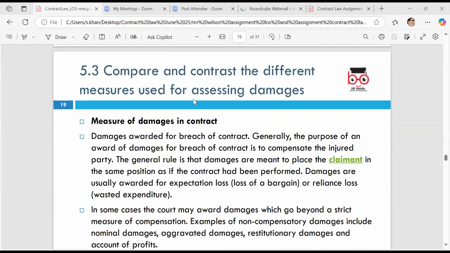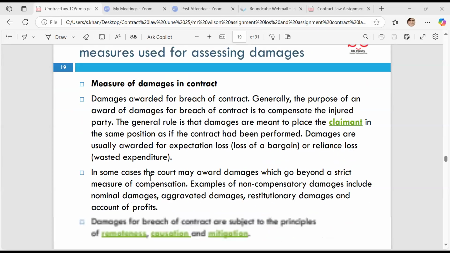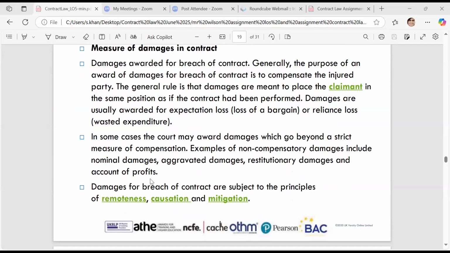5.3, compare and contrast the different measures used for addressing damages. Different measures of damages exist depending on whether the claim is based in contract. In contract, the primary aim is to compensate for the loss of bargain, putting the injured party in the position they would have been in if the contract had been fulfilled. This is often assessing the difference between the value of promised performance and the actual performance. So the expectation damages and the reliance damages. The expectation damage is the most common one, giving the claimant the benefit of their bargain.